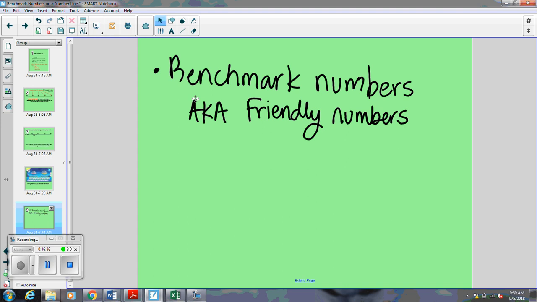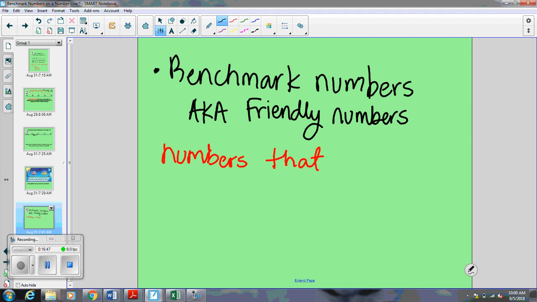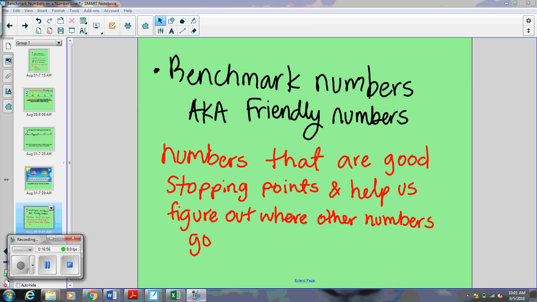I'm writing the definition in red. So the definition of a benchmark number or a friendly number, you might hear me say those interchangeably, they both mean the same thing, would be numbers that are good stopping points. They make your brain happy.